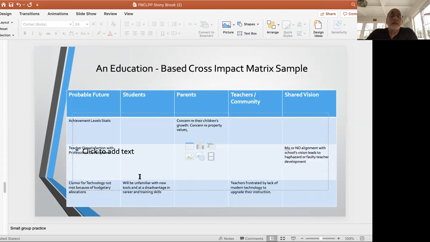So more specifically, here's an example. If a probable future was that achievement levels are going to remain static, well, who is that affecting? Obviously, students, parents, teachers, and community, and maybe the vision of the organization is correct. If you mean to raise the price of a product, that's a probable future. Well, clearly the customers go up in this corner, and maybe the suppliers go up in this corner, and the workers go up in this corner, and maybe that does affect the shared vision.